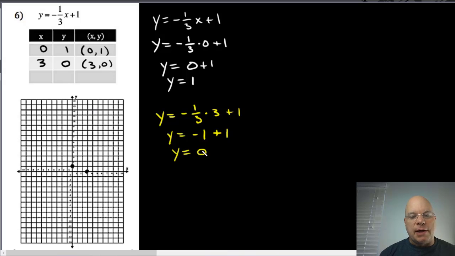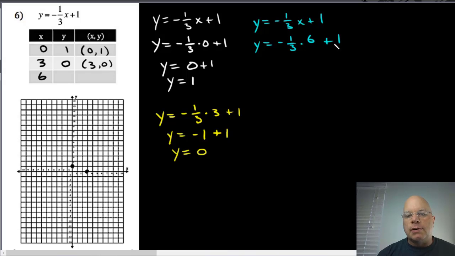I'm going to choose another value for x, another multiple of 3, something easy like 6, and substitute it in one more time to this equation. Y equals negative 1/3 x plus 1. So y equals negative 1/3 multiplied by 6 plus 1. You can show 6 as 6 over 1 if that helps you with the multiplication. I have a common factor here.